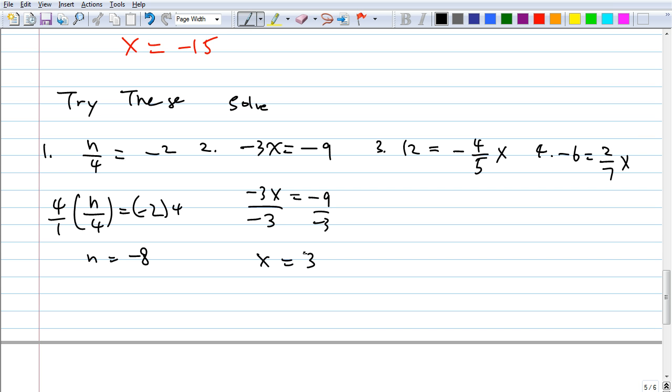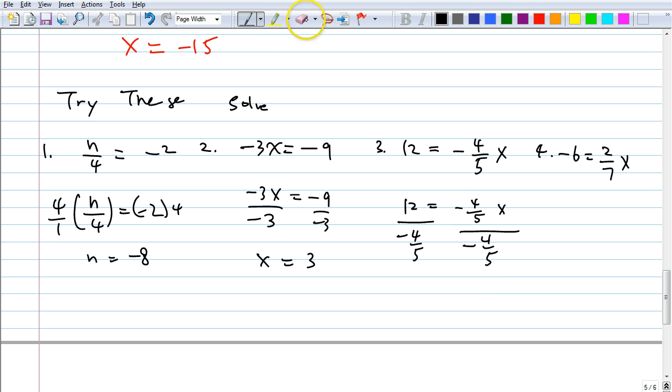Who haven't I called today? How about Owen? Tell me what to do on number 3. What's being done to x right now? It's not divided by 5. It's being multiplied by the whole fraction, negative 4/5. So guess what you're going to do? Divide by negative 4/5. Is that right, guys?